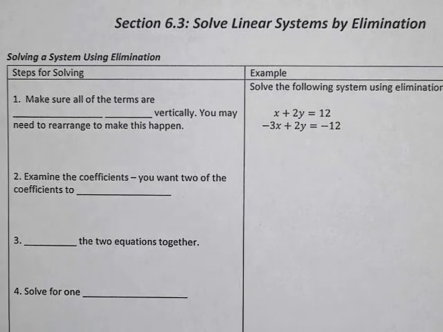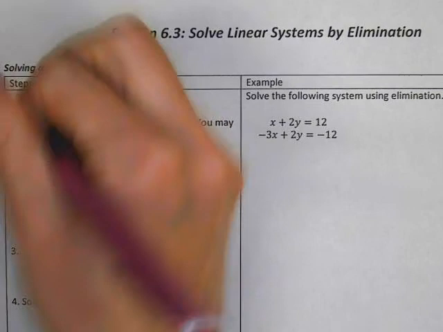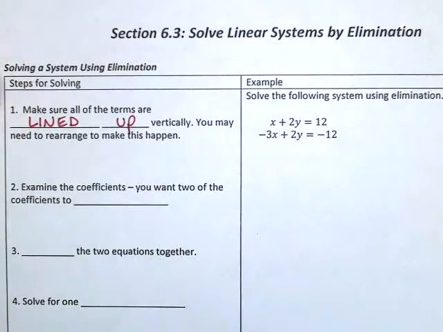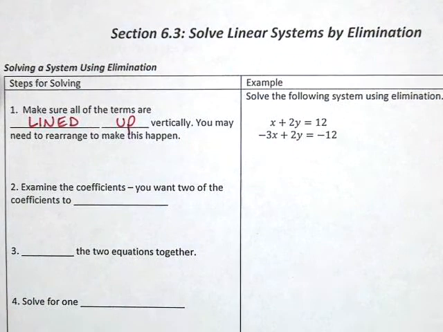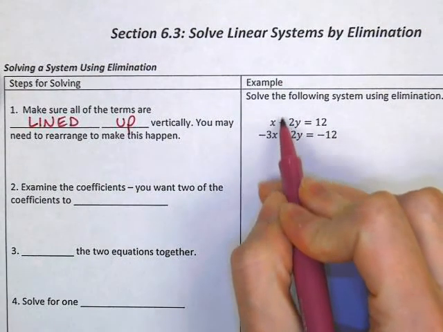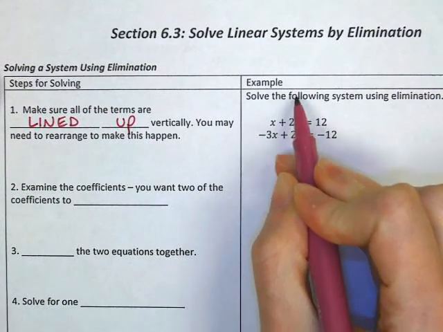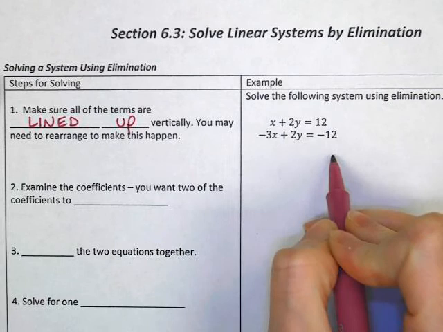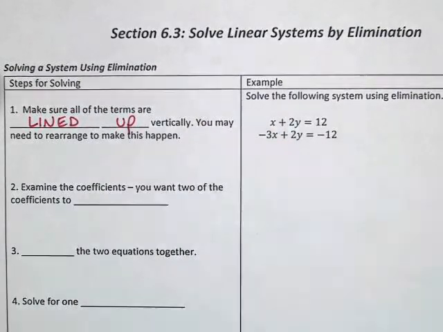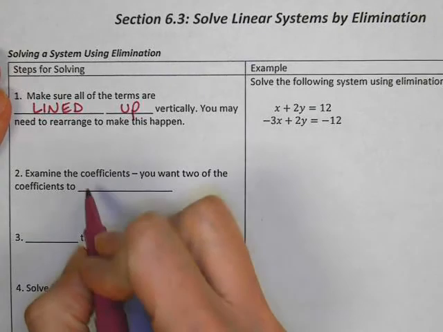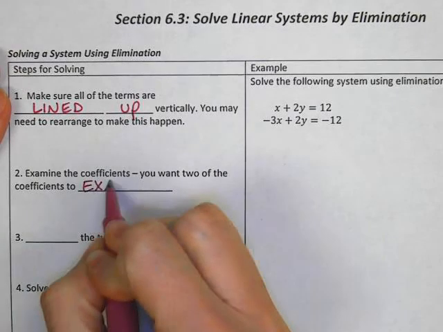So to use elimination, make sure all the terms are lined up vertically. What I mean by that is you want the x's on top of x's, the plus signs on top of plus signs, the y's on y's, the equals lined up, and the constant lines up. Sometimes you have to rearrange if that's not the case. Then you're going to examine the coefficients. You want two of the coefficients to be exact opposites.